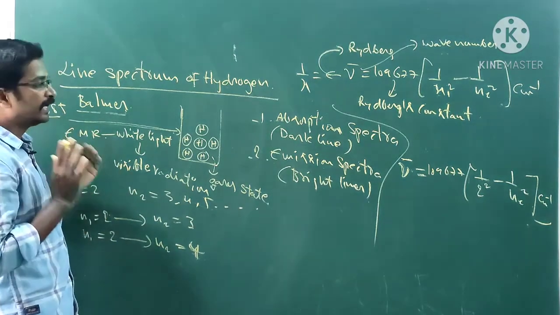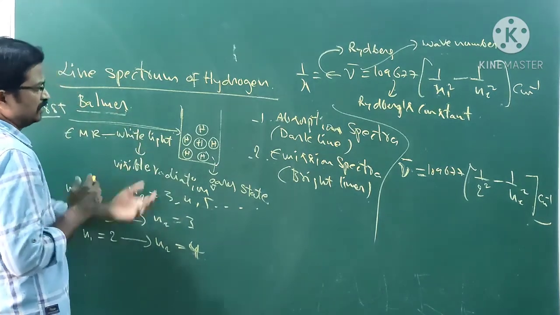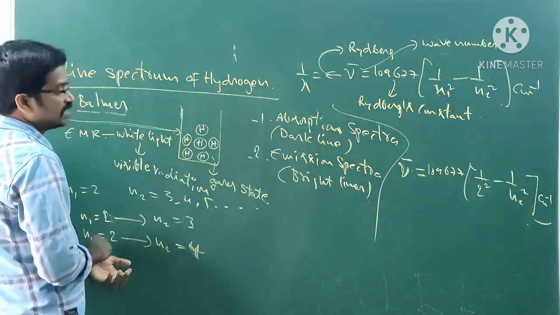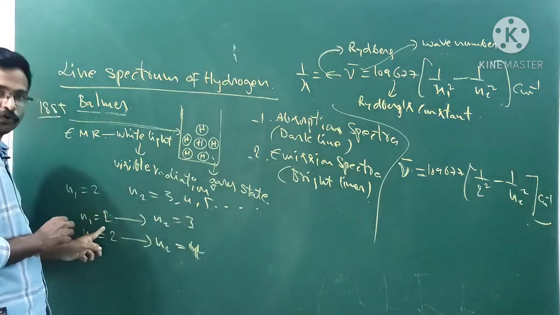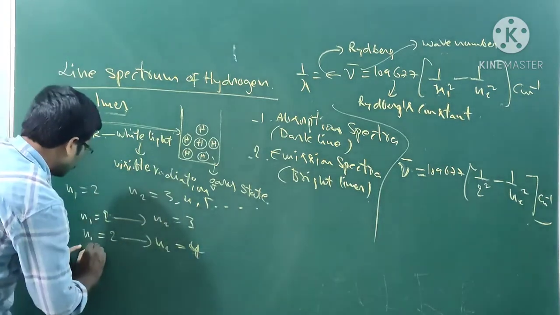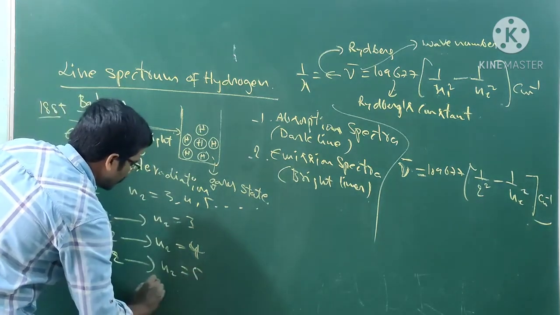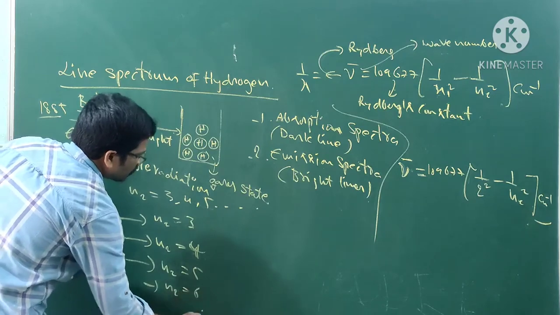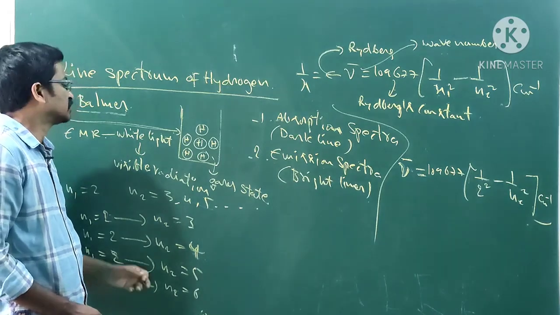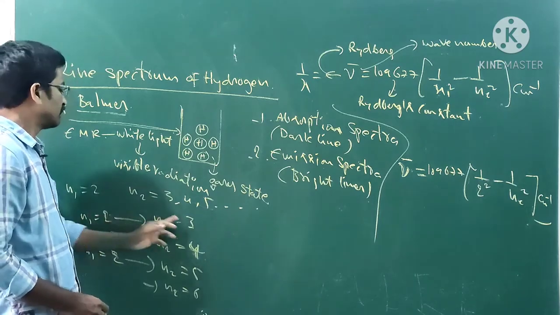Balmer explained that in this experiment, whenever white light is passed into the sample, it can give two types of lines. The initial stage is 2, and the final destination may be 3, 4, 5 and so on, up to n is infinity. These lines belong to the Balmer series absorption.